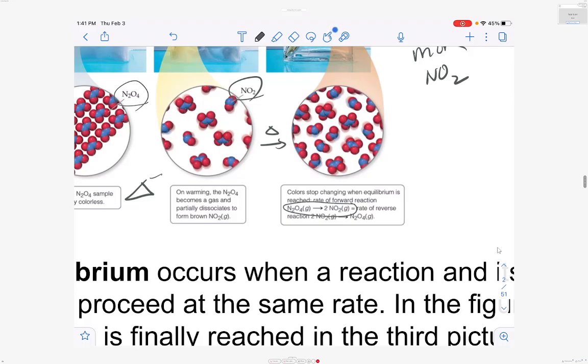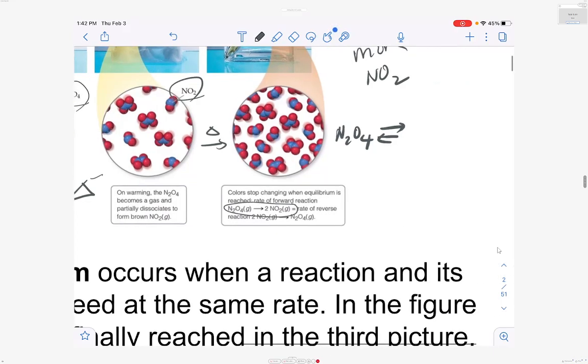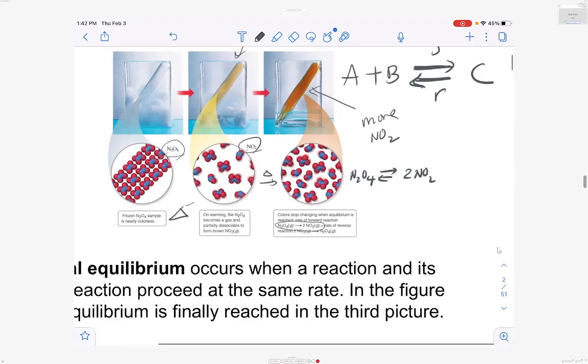So once the equilibrium is reached, even if you leave this tube overnight, no further nitrogen dioxide is going to be generated. So the color will remain dark brown. It will not get any darker because no more NO2 is going to be generated.